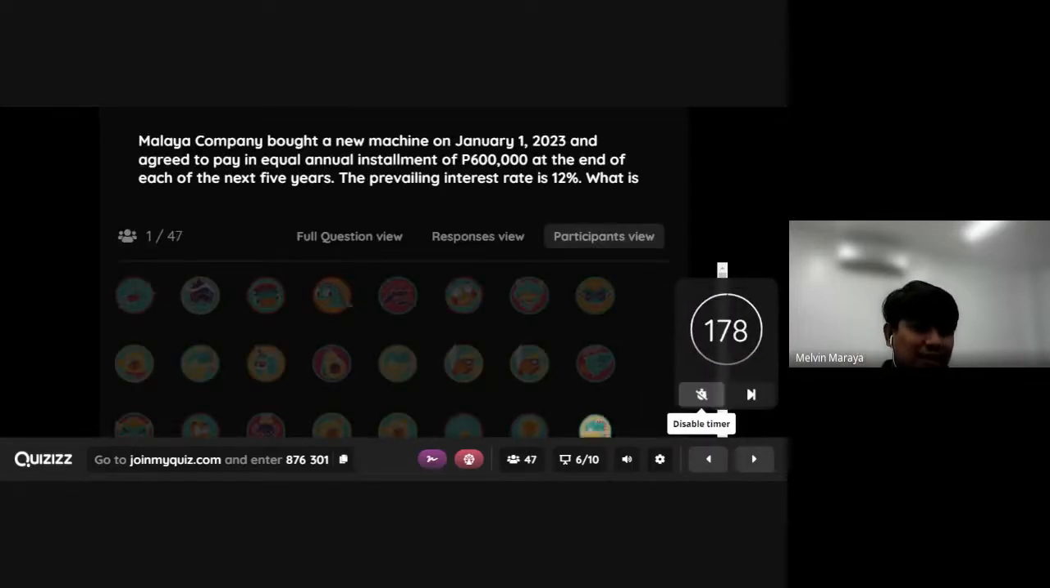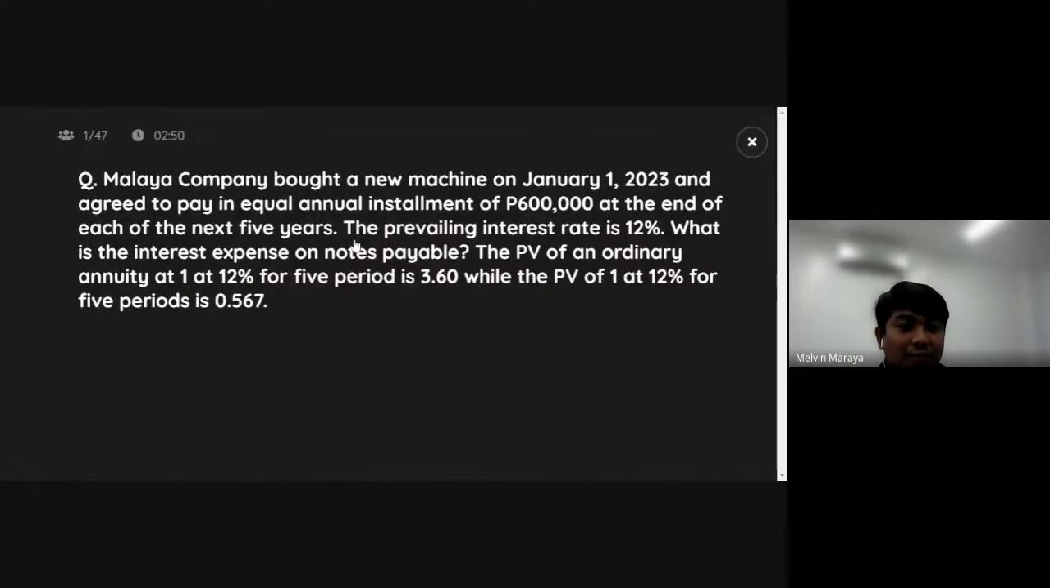Malaya Company bought a new machine on January 1, 2023 and agreed to pay an equal annual installment of 600,000 at the end of each of the next 5 years. The prevailing interest rate is 12%. What is the interest expense on notes payable? Again, what is asked here is the interest expense on the notes payable.